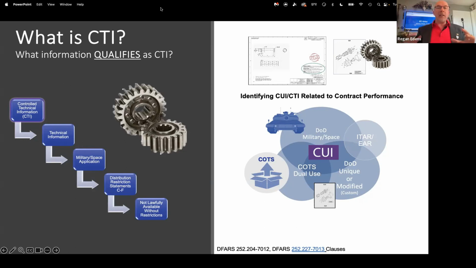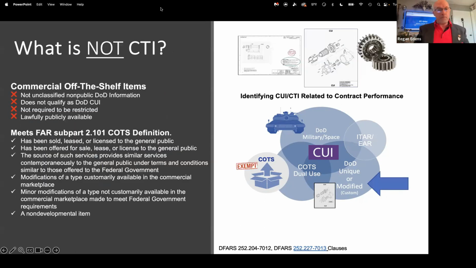But in the totality of the documentation, in the bill of materials, in the document, in the design specifications or blueprints, it would still be CUI. The totality of the document would be CUI. So let's see how all of this comes together.